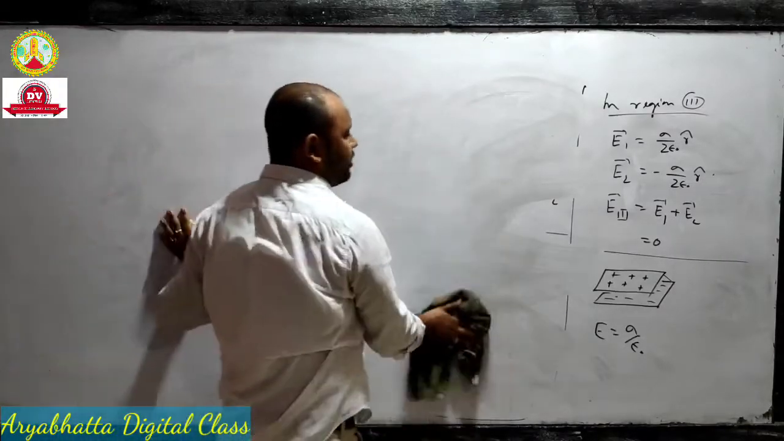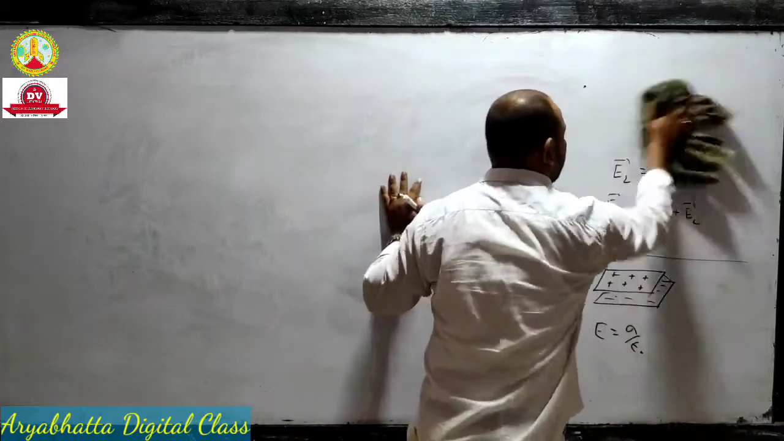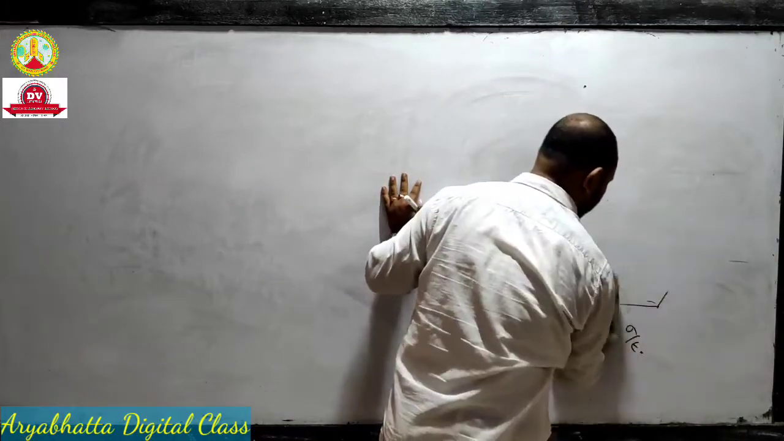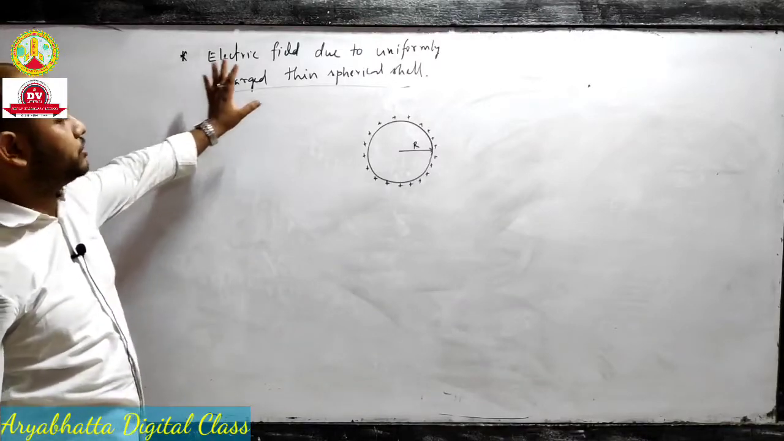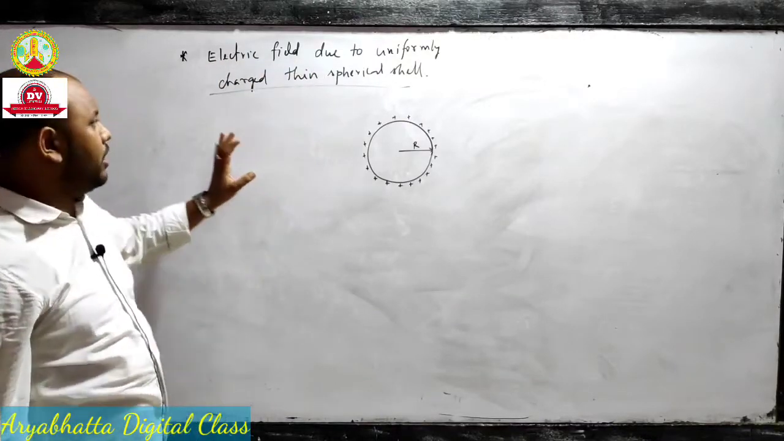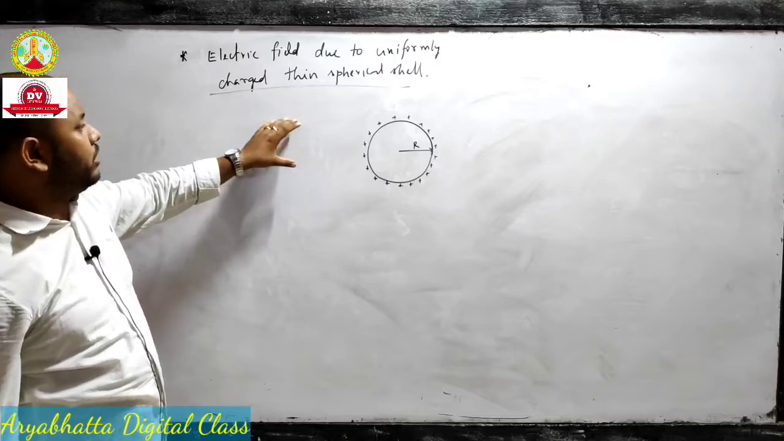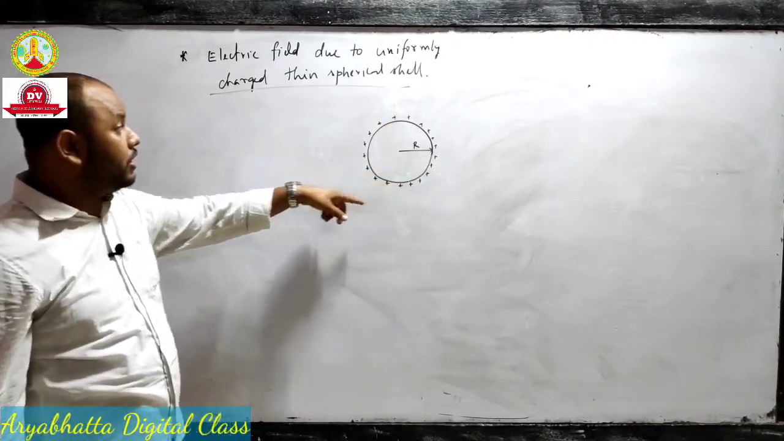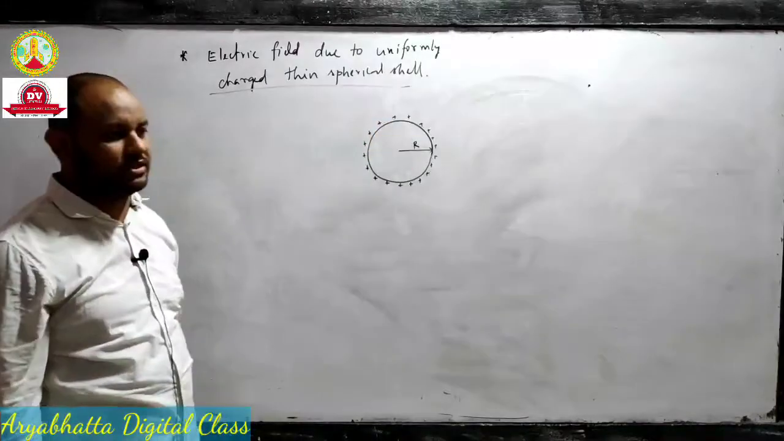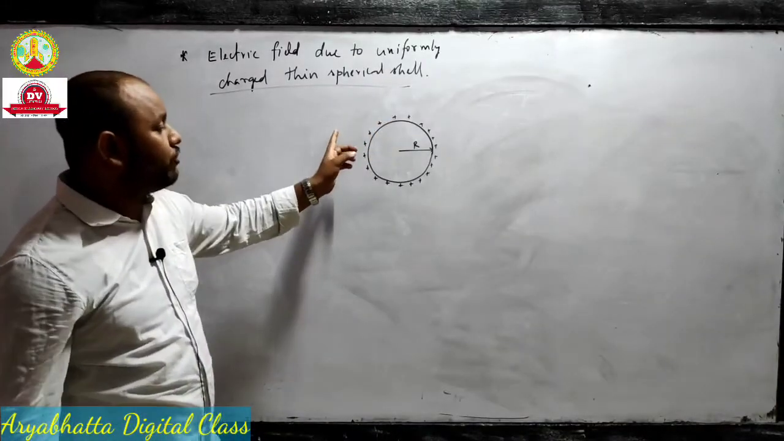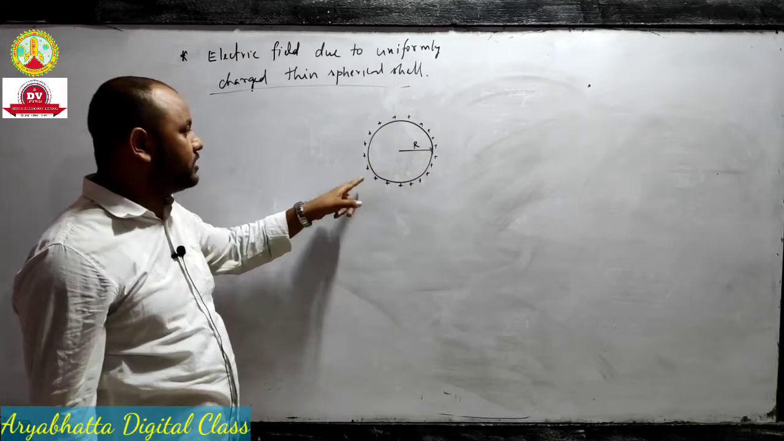Then we go for another application of Gauss's theorem, and this is the last application of Gauss's theorem. In this application we will calculate the electric field due to a uniformly charged thin spherical shell.